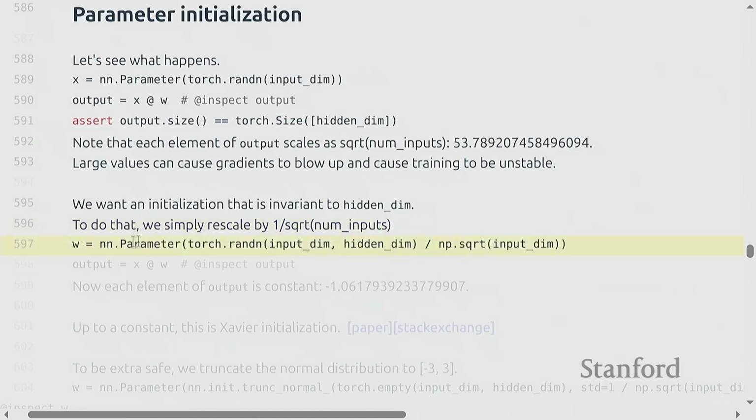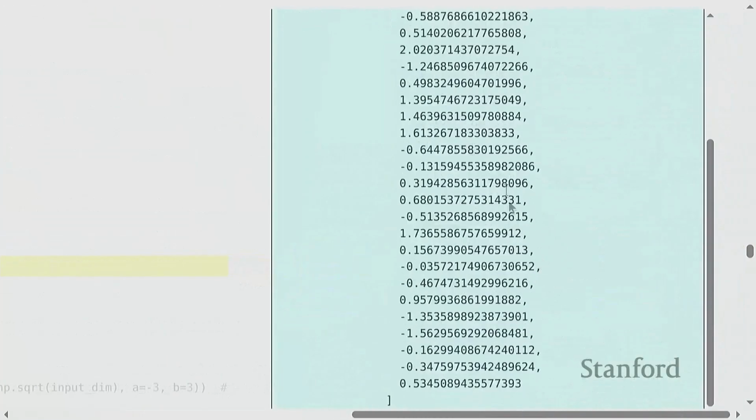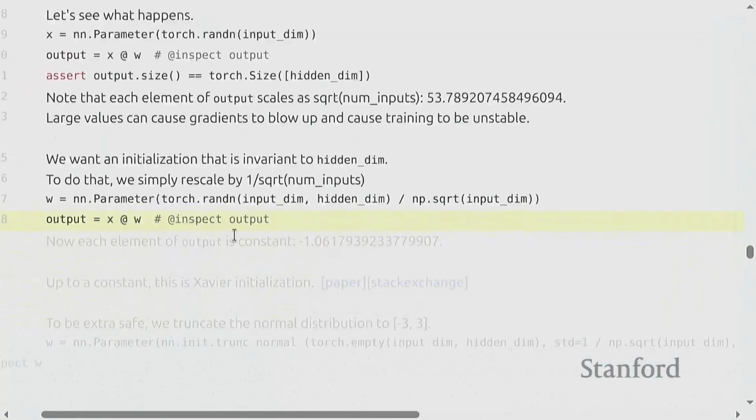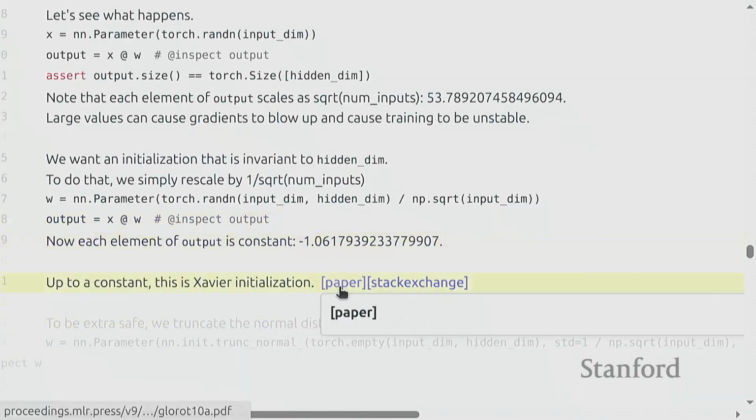So basically, let's redo this. W equals a parameter where I simply divide by the square root of the input dimension. And now when you feed it through, you get things that are stable. This will actually concentrate to something like normal 0, 1. Okay? This has been explored pretty extensively in the deep learning literature. It's known, up to a constant, as Xavier initialization.